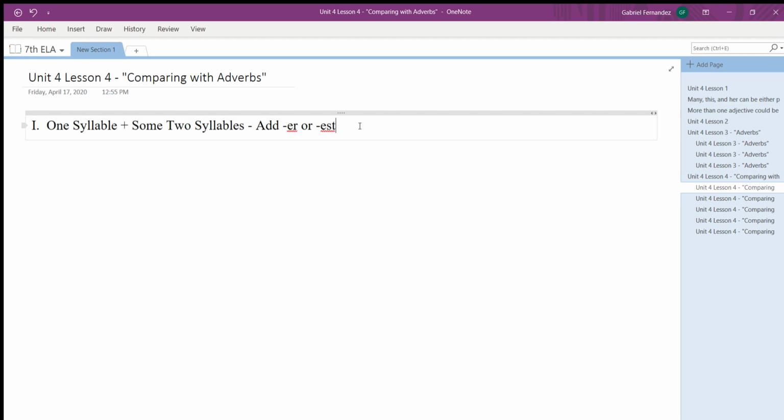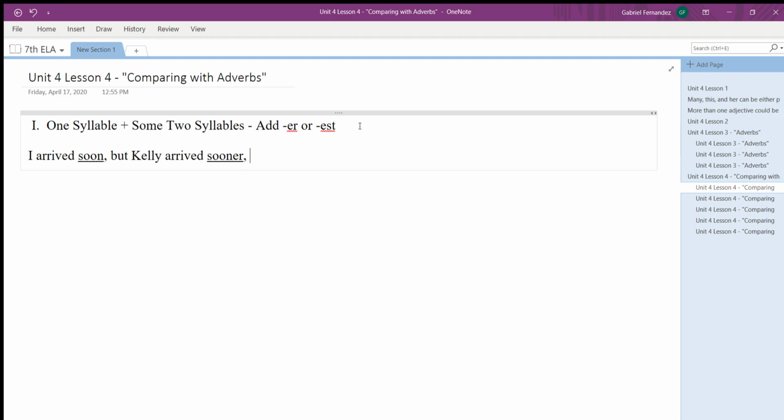Rule number 1: adverbs and adjectives that are only made up of 1 syllable, and some adverbs that are made up of 2 syllables, you need to add ER or EST to the comparative or superlative form, respectively. Okay? So, we can say something like, I arrived soon, bringing back the word soon, but Kelly arrived sooner, because now we're comparing 2 people, Kelly and I, so we're using the comparative form of soon.